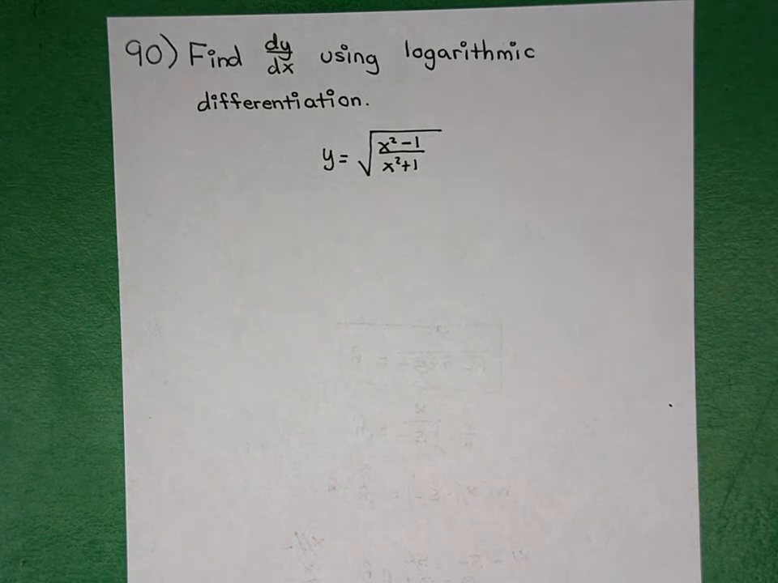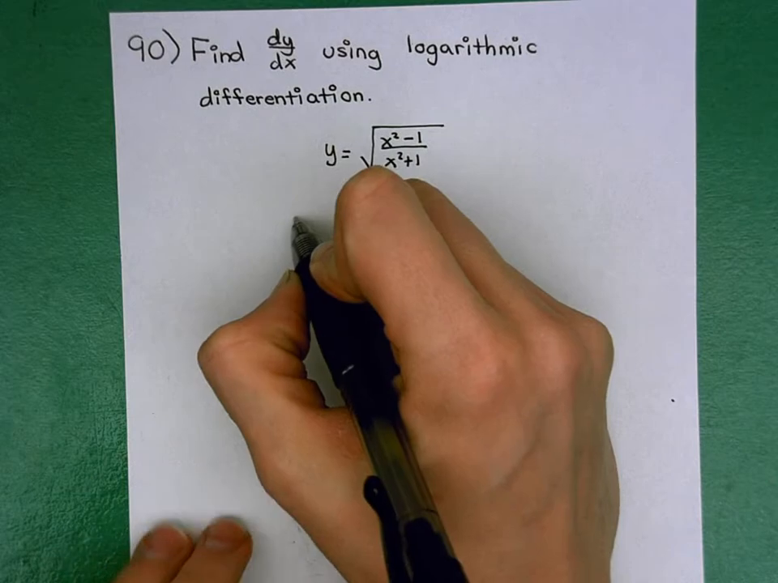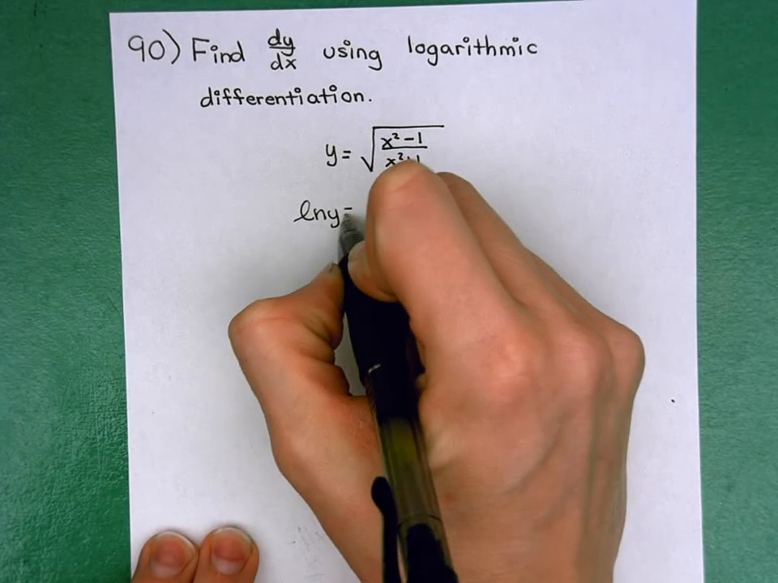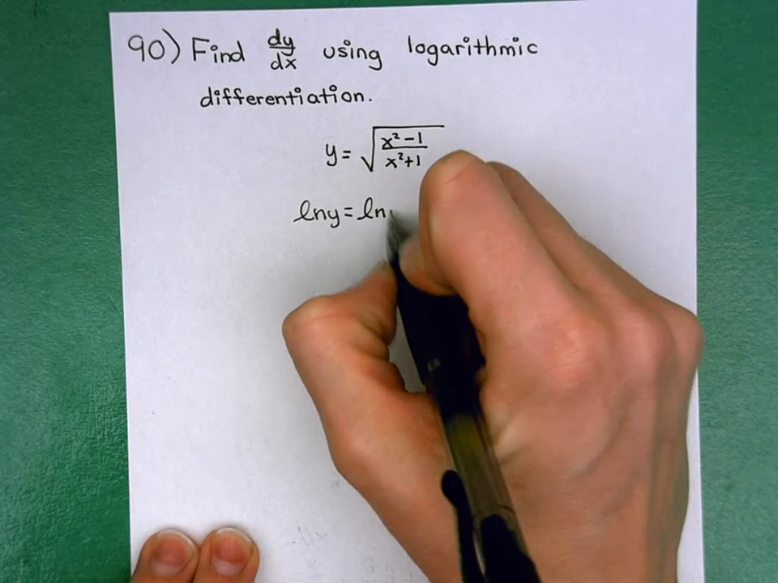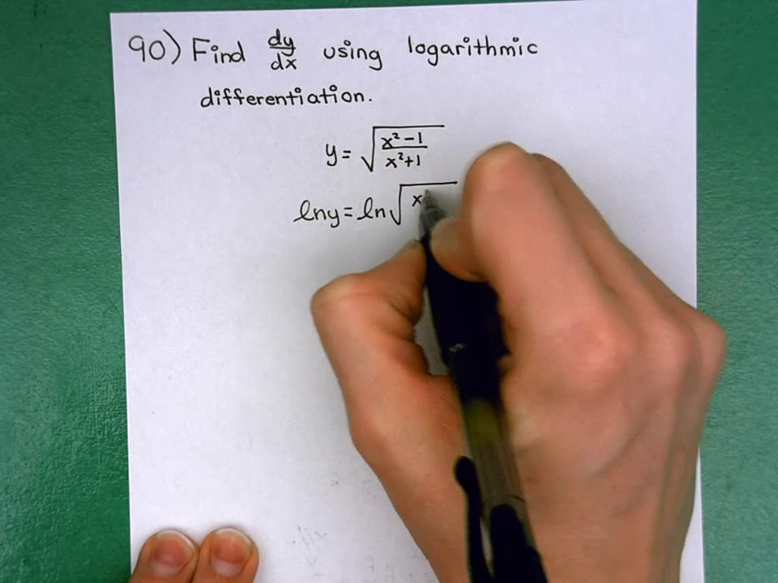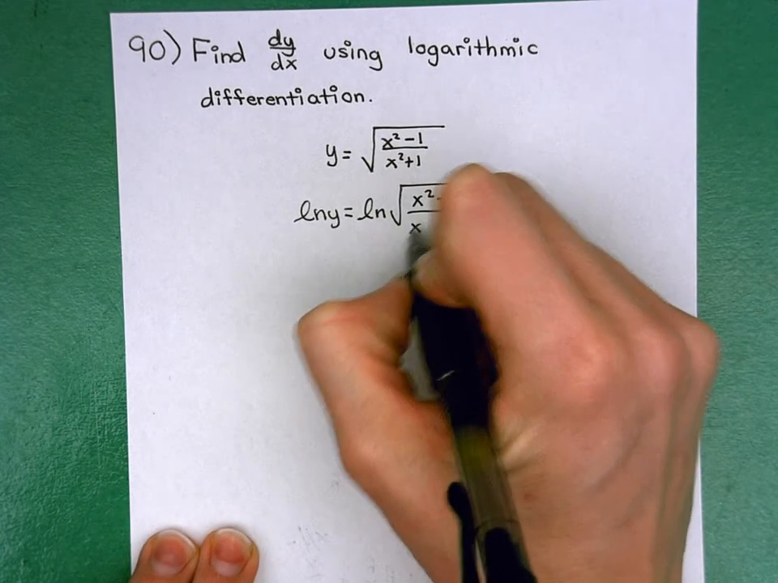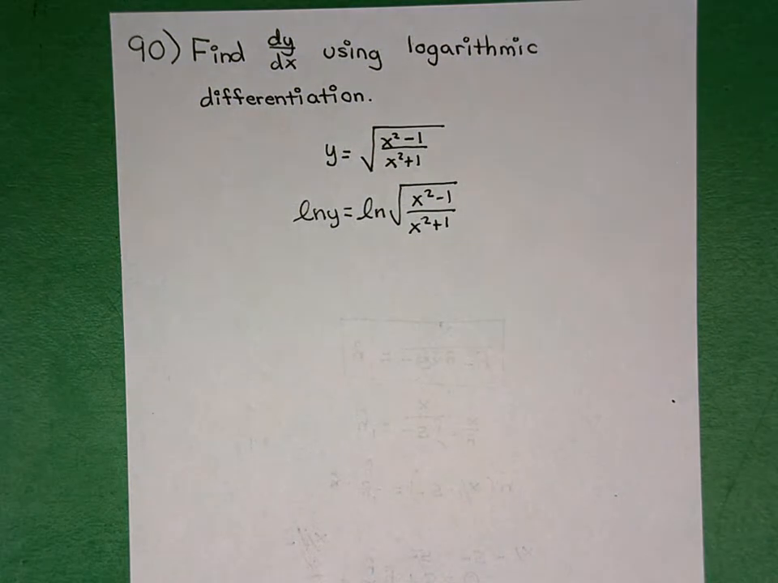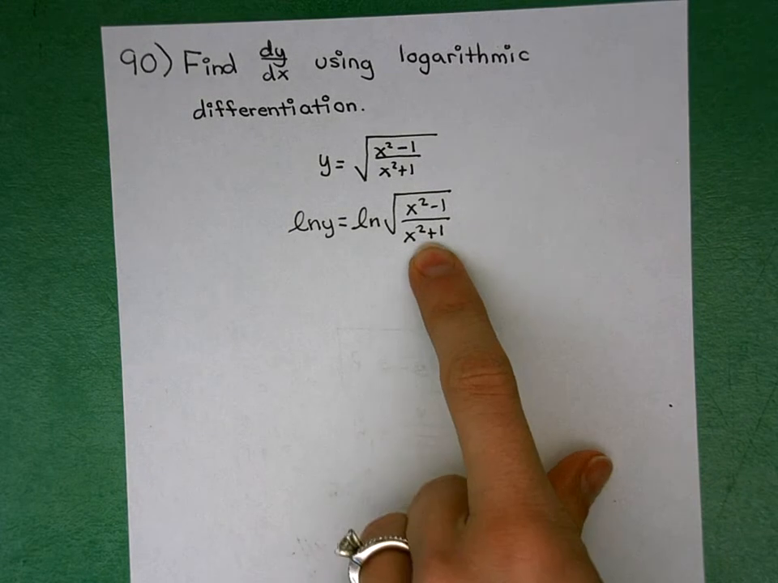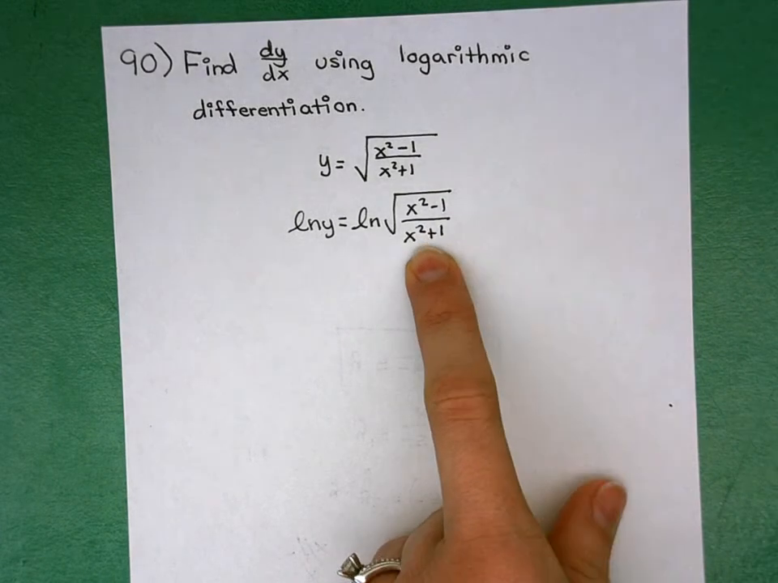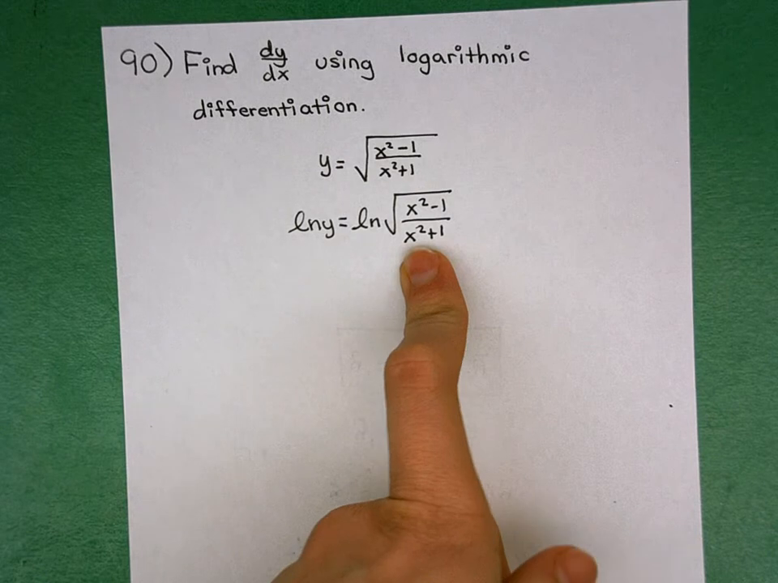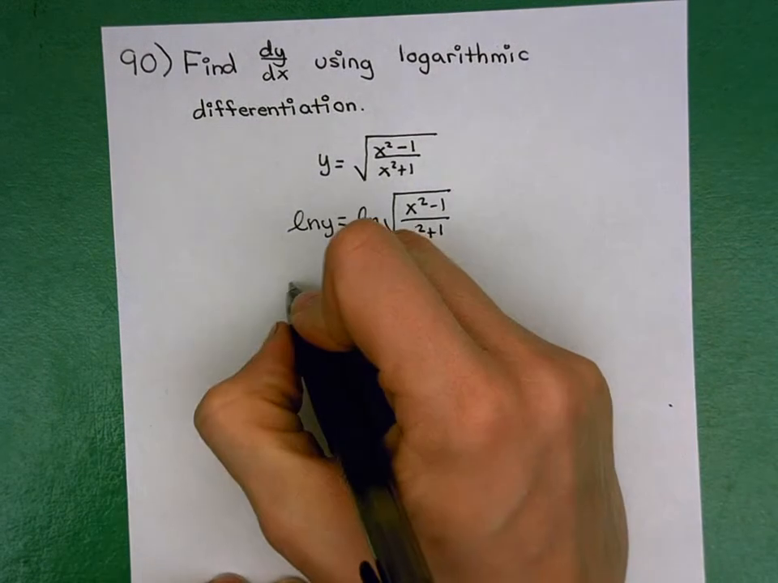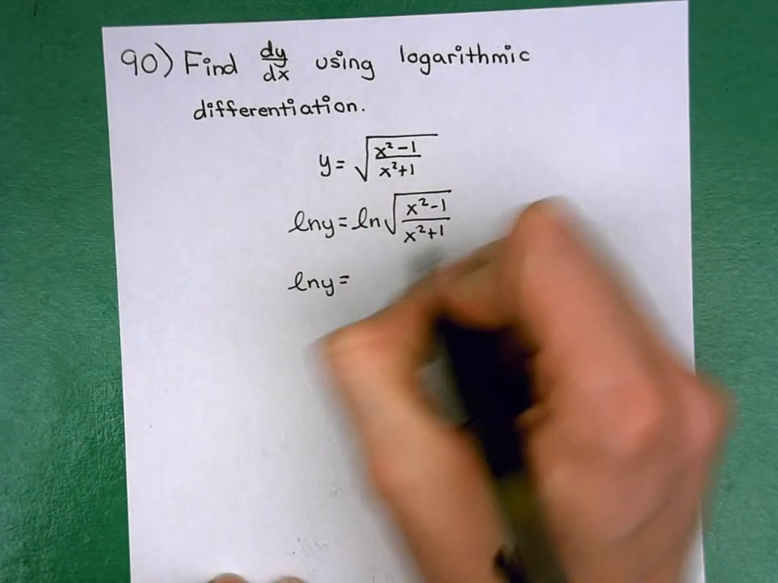The first step is we're going to take the natural log of both sides of the equation. So we end up with the natural log of y is equal to the natural log of the square root of (x squared minus 1) over (x squared plus 1). The reason we do that is because now that we've taken the natural log of the right side in particular, we're going to be able to expand that in order to simplify terms a little bit before we take our derivative.